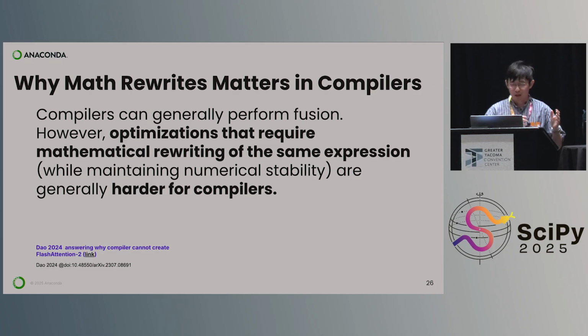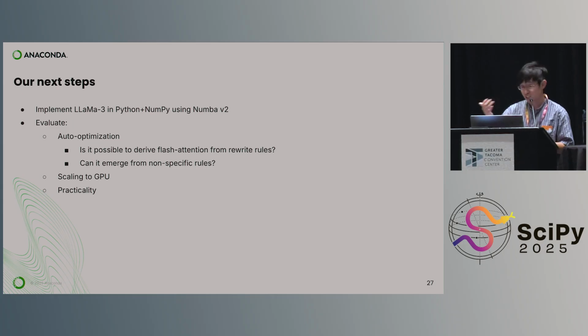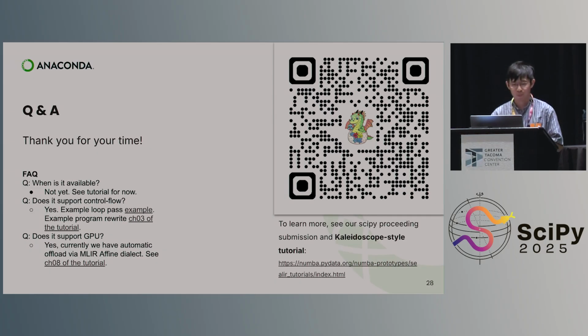And it turns out the author responded to one of the reviews saying that a compiler can generally do fusion, but optimization requires numerical stability, and doing math rewrites is very hard. So in the next 6 months, we'll be trying to implement Llama 3 with Python and NumPy using our optimizer and see if we can reach the holy grail of optimization. Can we actually derive FlashAttention given rewrite rules? Can something so novel emerge from some non-specific rules? That's where we're trying to go.